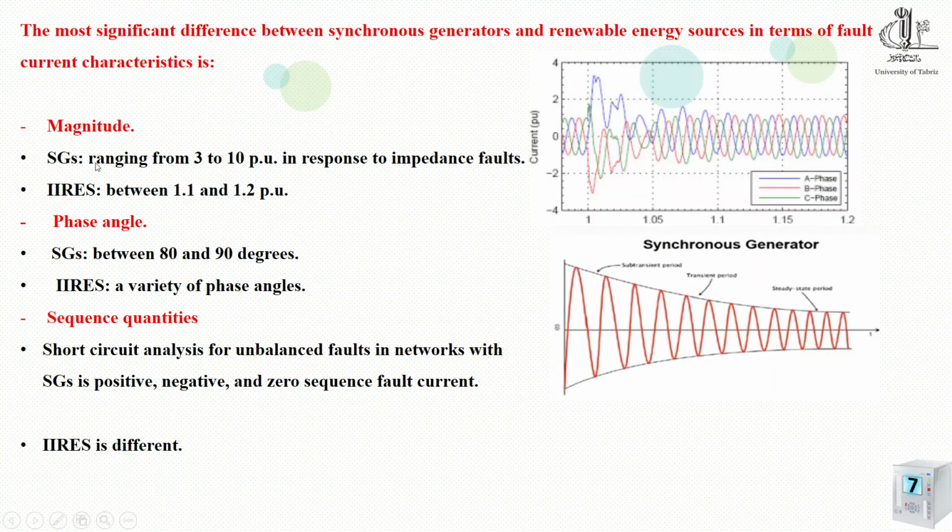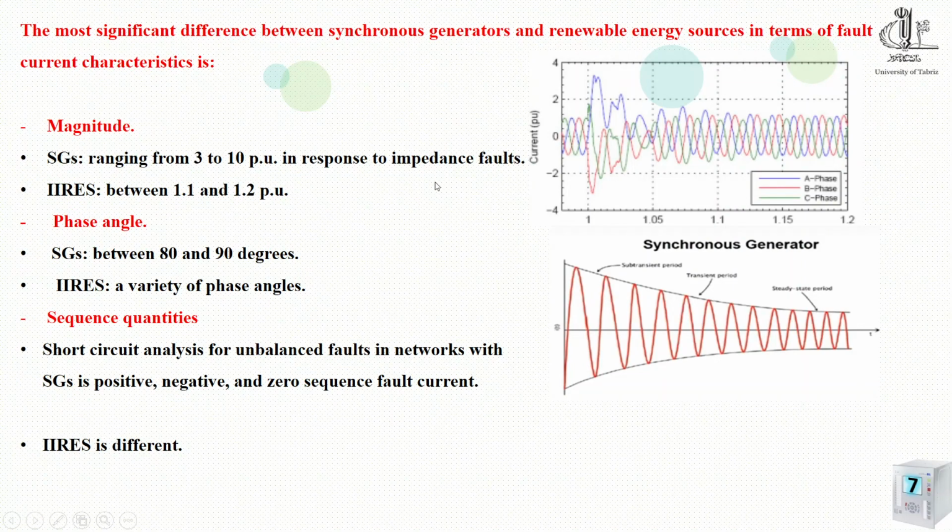synchronous generators can inject fault current ranging from 3 to 10 per unit in response to impedance faults. But an inverter-interfaced renewable energy source can only inject current between 1.1 and 1.2 per unit. Why? Because of the need to protect the power electronic devices during the fault, due to their overload handling characteristics.